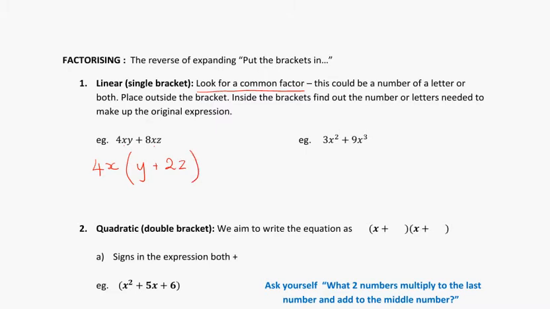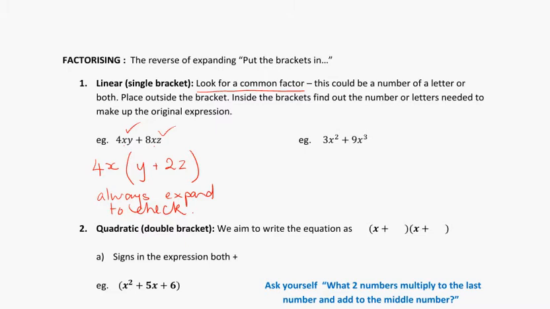Close the bracket. Now always expand to check you've got the original expression. 4x times y is 4xy, yes. 4x times 2z is 8xz, yes. Okay, try the second example.